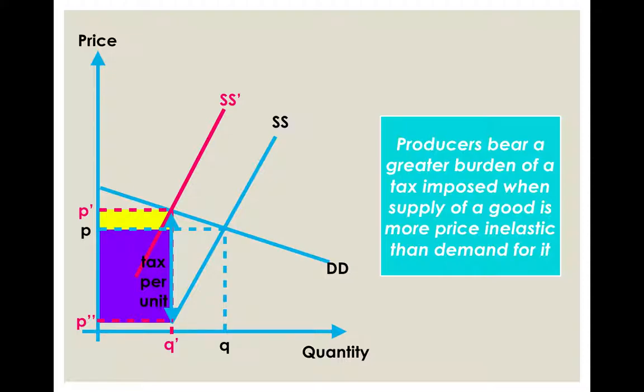Because this means that consumers are more responsive to price changes than producers are. So if consumers are more responsive to price changes than producers are, this means that producers will not be able to pass on more of this tax imposed onto consumers in the form of higher prices, since consumers are very responsive to price changes and they will cut back on quantity demanded more than proportionately given a price change.